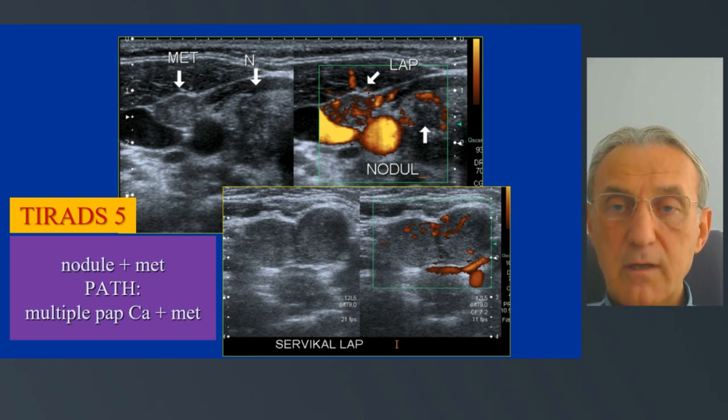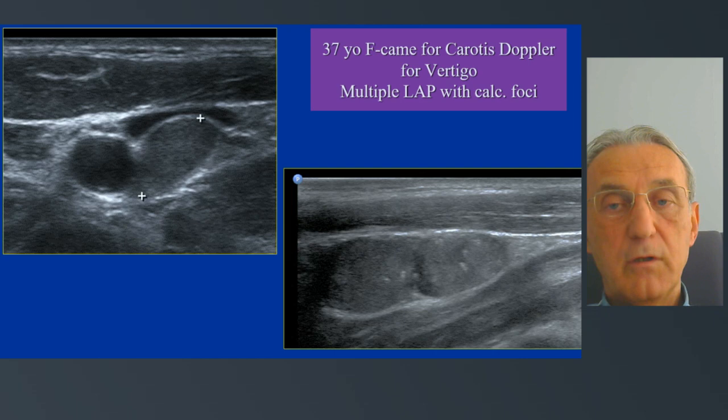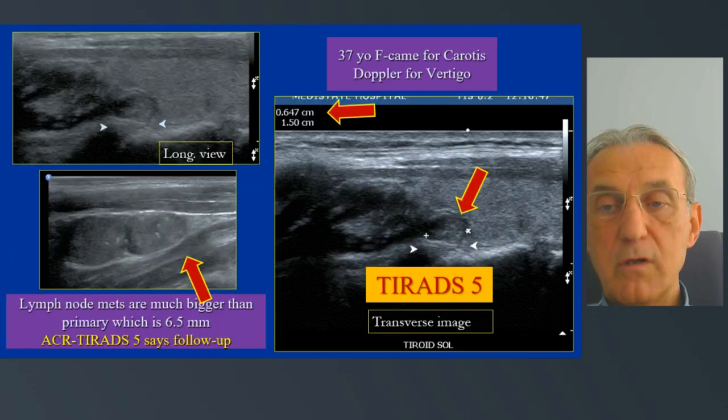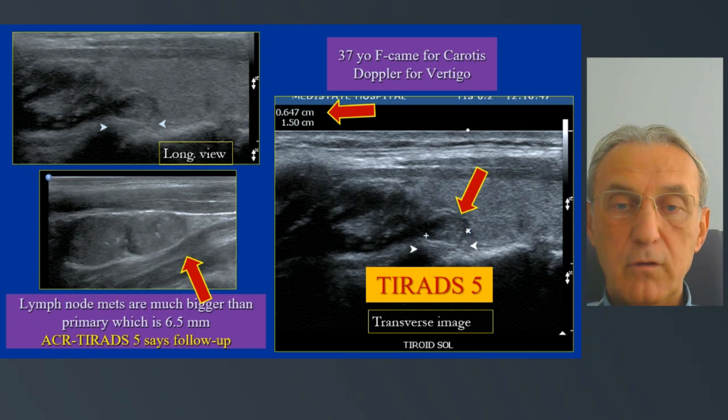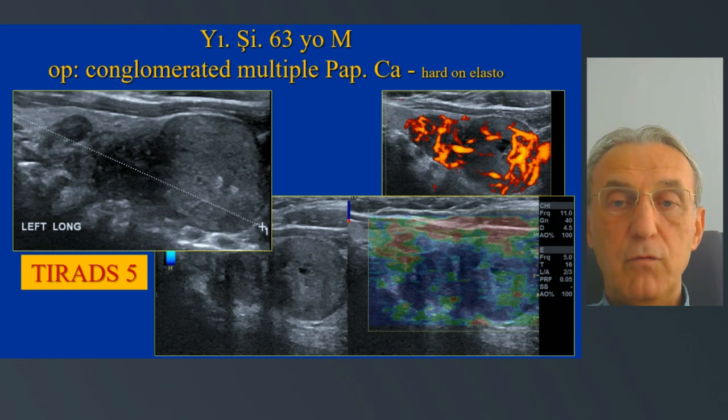You see a case like this, and this patient also had come for carotid Doppler and multiple pathologic lymph nodes were seen with calcific foci, and then we turned back to the thyroid and we have seen this 6 millimeter thyroid 5, as you see on the right side. The primary tumor is very small, but the lymph nodes are very enlarged. This is another patient with conglomerated multiple big lymph nodes.